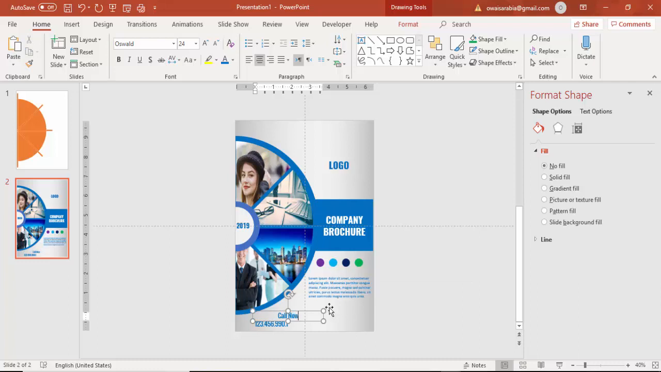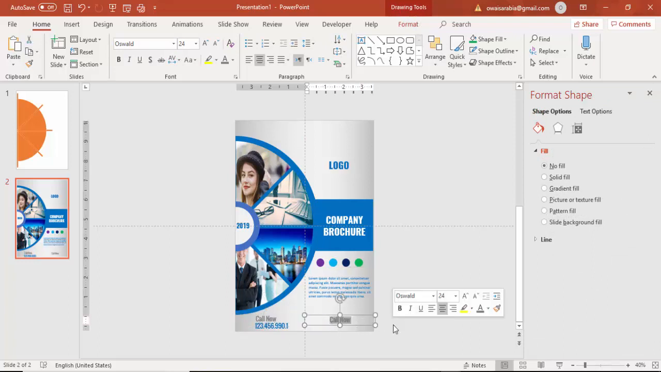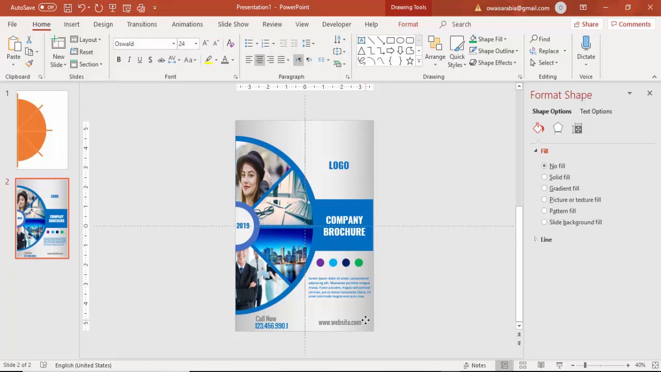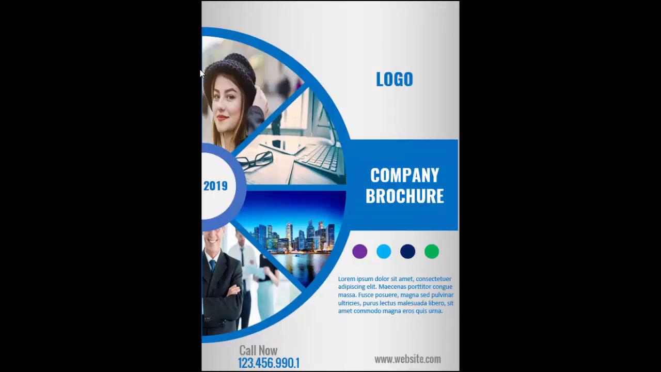I'm just giving a call as now. And at the bottom right side, I'm just going to add the website, or if you want to add some other information, you can add that information. So that's the end of the design. If you want to do some animation, you can add the animation to it. So if I see here, this is how your A4 size brochure looks like.